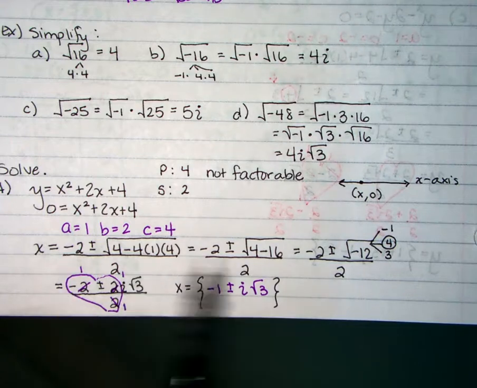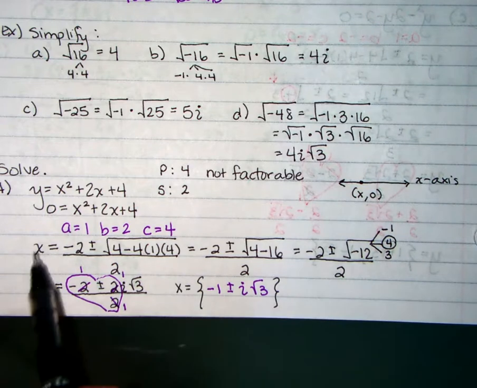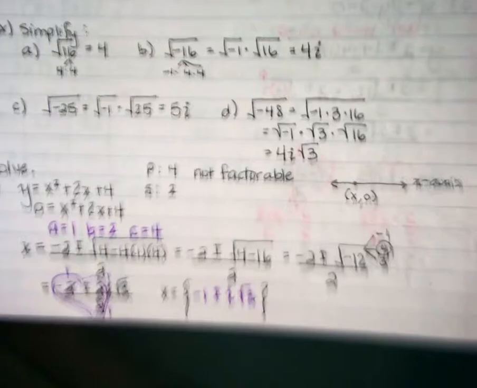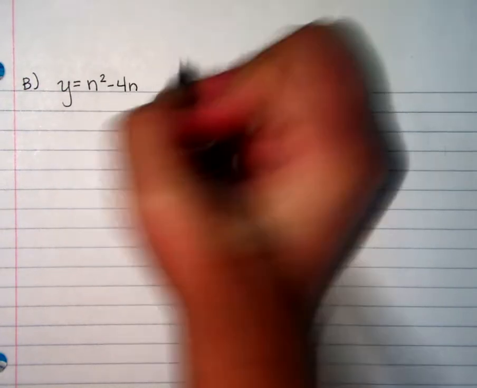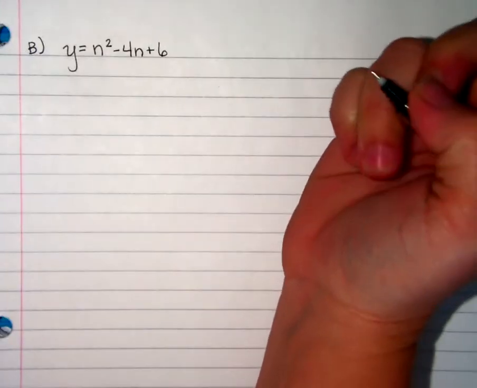So now I'm going to change what the variable is, but the process will still be the same. I have an equation where y is equal to n squared minus 4n plus 6. Now again, my first step is to set this equal to 0, because I want to see, does this cross the x-axis at all? Again, that's when y is equal to 0. And since my variable is n, when I start my quadratic formula, I'm going to set n equal to, and I'm going to set up my quadratic formula.